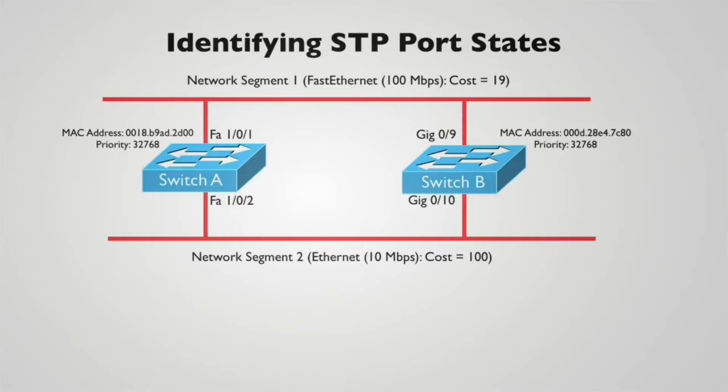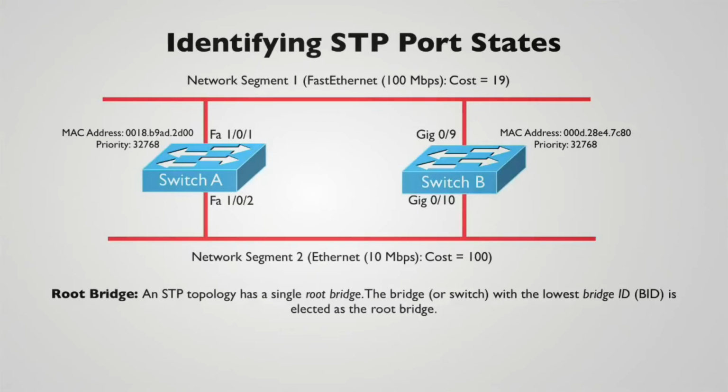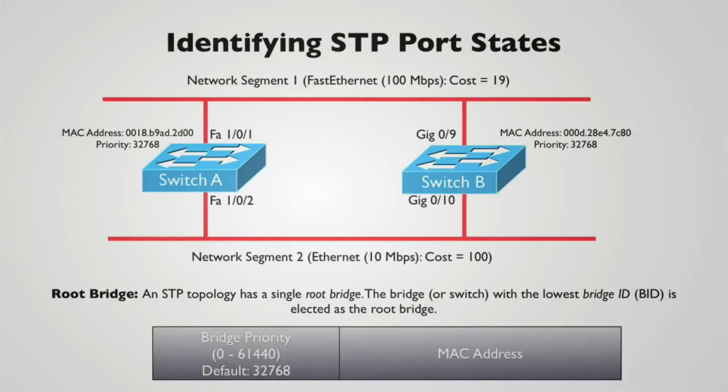The first question that we ask is, who is the root bridge? What is the base of this spanning tree? The root bridge is a single bridge or switch in our networks in a spanning tree topology that has the lowest BID. It has the lowest bridge ID. The bridge ID is made up of a bridge priority that we can administratively configure and a MAC address.